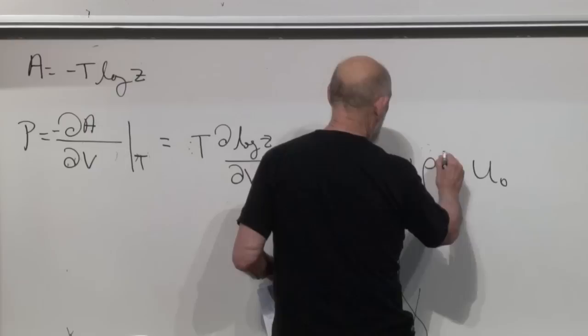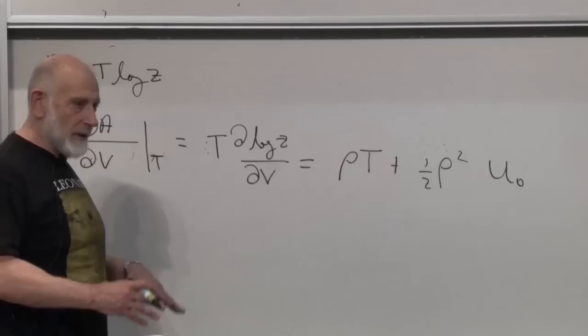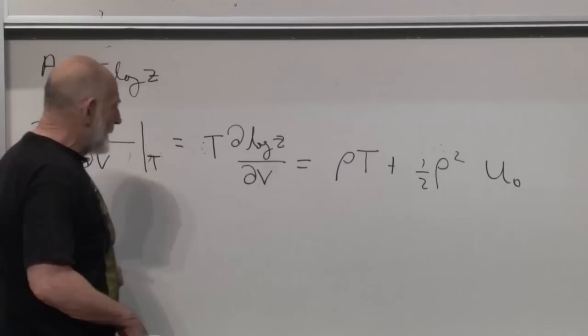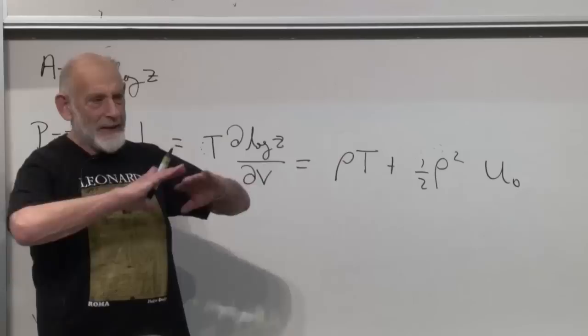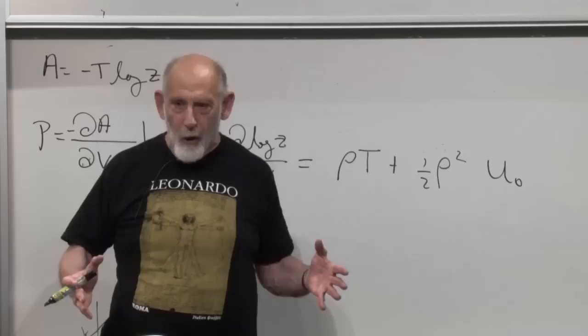So you see, among other things, we're expanding in powers of the density. When the density is very low, the pressure is linear in the density. If the density is zero, there's no pressure. It doesn't matter what the temperature is. If there are no particles there, there's no pressure. So it's proportional to the density. And it's also proportional to the temperature, because if the temperature is zero, the molecules aren't moving at all, and they don't bounce off the walls at all. So this term is sensible.